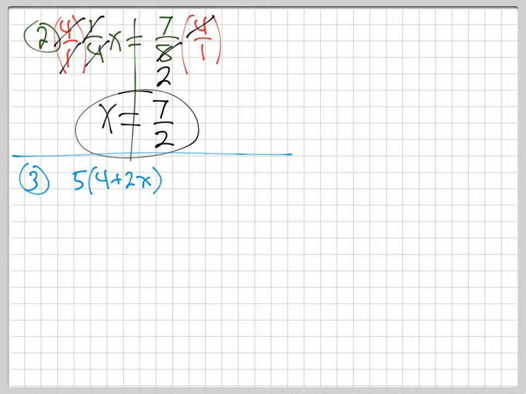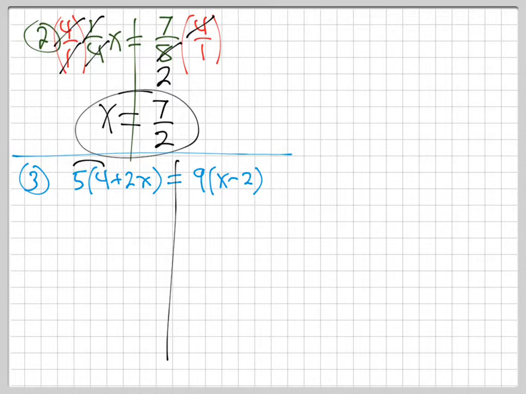5 times (4 plus 2x) is 9 times (x minus 2). Okay, so same game. x is saying, I want to be alone. So we got parentheses. So we start by just multiplying through those parentheses, don't we? Can you distribute on the left side and distribute on the right side? Distribute out those terms, and the parentheses will drop off, right? When something from the outside of a parenthesis goes in, we drop the parentheses, don't we?